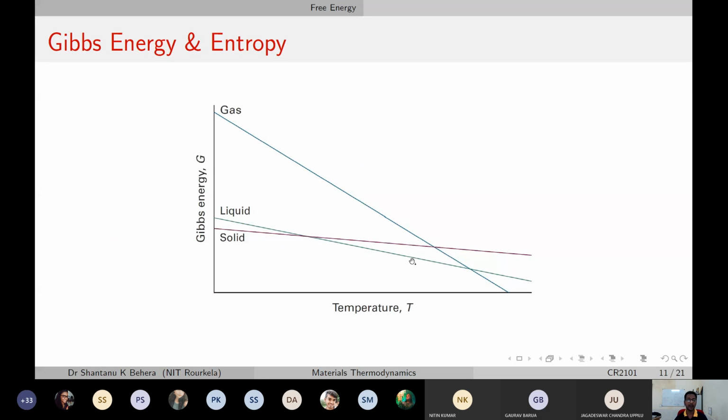So much like the same, you could see that here. We are talking about a Gibbs energy here. We are plotting the Gibbs energy here, and there's a temperature.